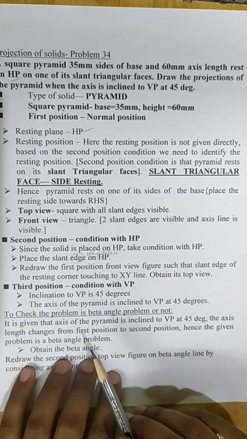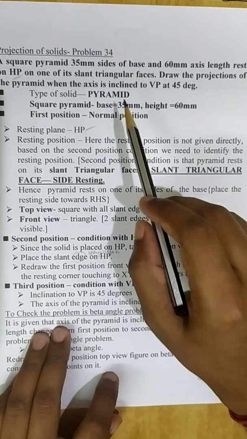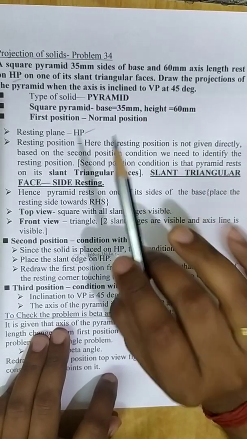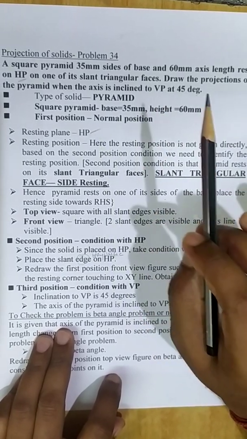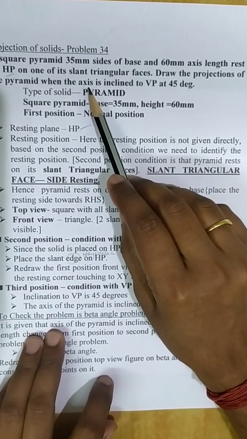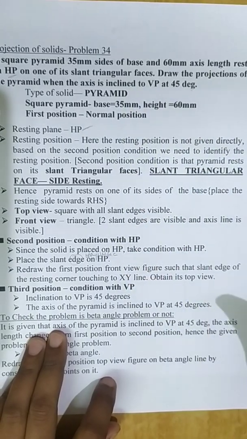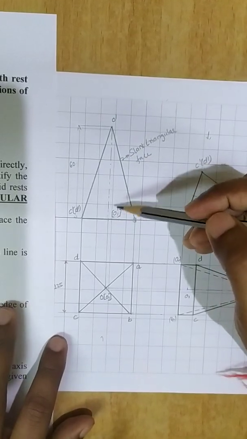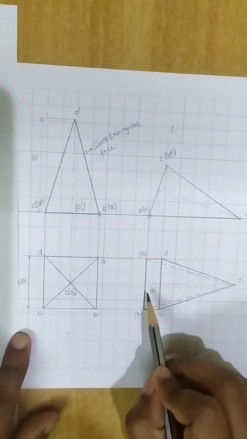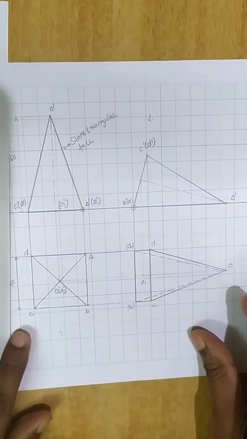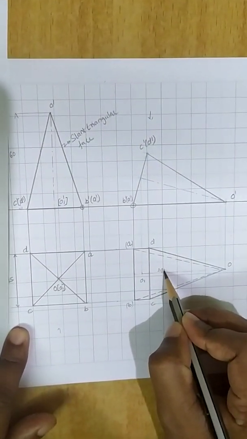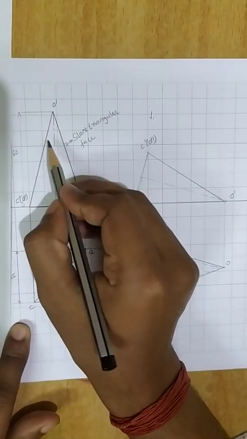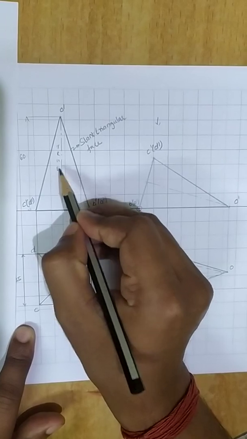What is the condition with respect to VP? He has given that the axis is inclined to VP at an angle of 45 degrees. In this question he is just saying the axis, so he is talking about the true axis. Where do we get the true axis in this figure? We get it in the first position. You can observe, this is the actual axis, and whatever axis length you get in the second position is your appearing axis, or the apparent axis. So this is my appearing axis and this is your true axis.